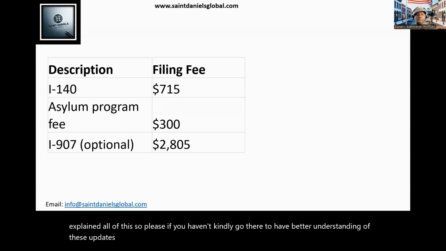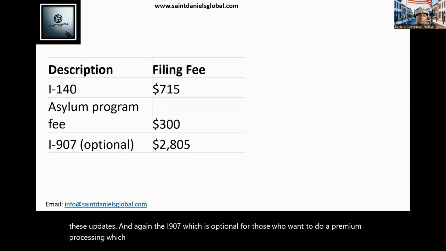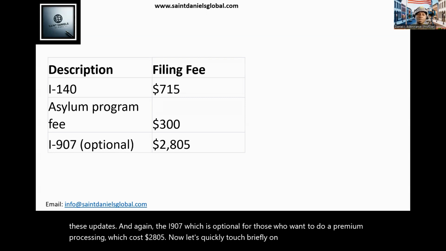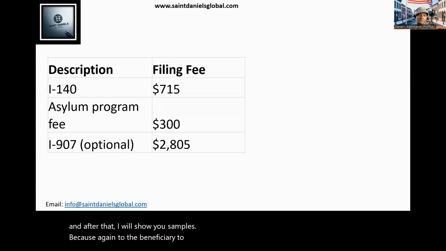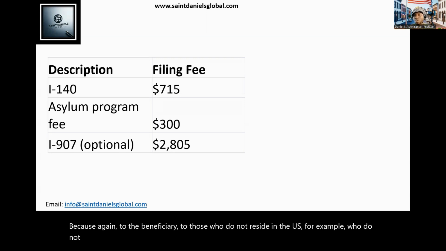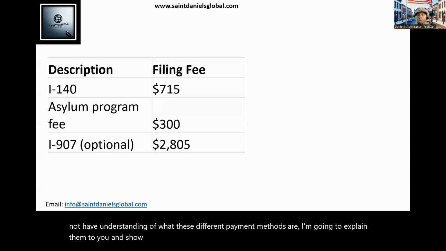And again, the I-907, which is optional for those who want to do a premium processing, costs $2,805. Now, let's quickly touch briefly on different payment methods. And after that, I will show you samples because, again, to be beneficial to those who do not reside in the US, for example, who do not have understanding of what these different payment methods are, I'm going to explain them to you and show you samples as well.